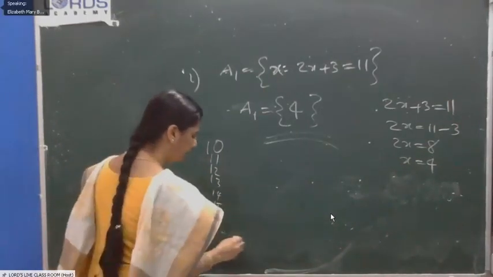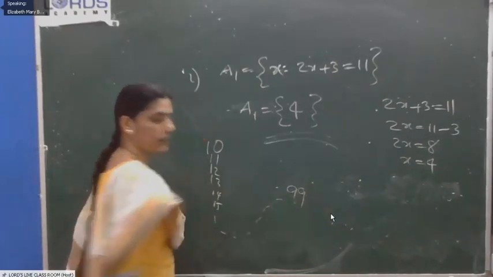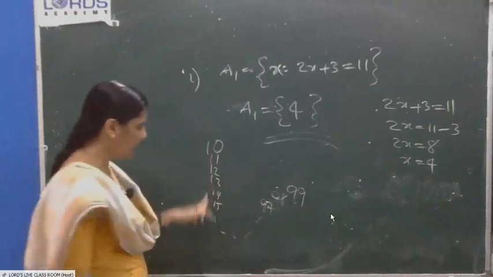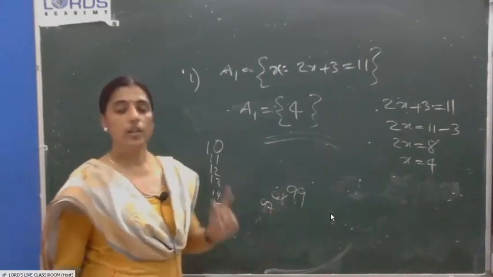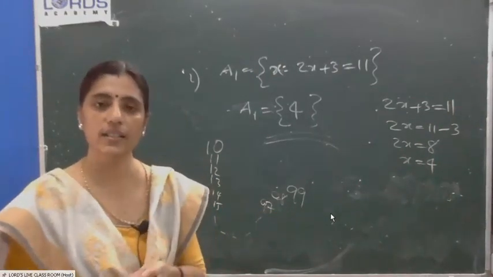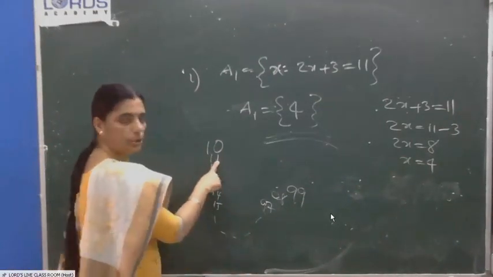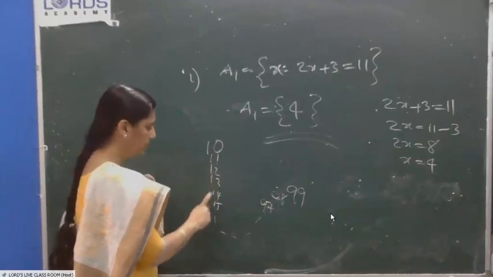Till 99, 98, 97. These are the two-digit numbers. In this, which numbers have a digit sum of 7? Here 1 plus 1, 2. Here 1 plus 2, 3.